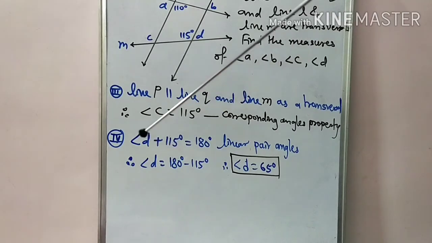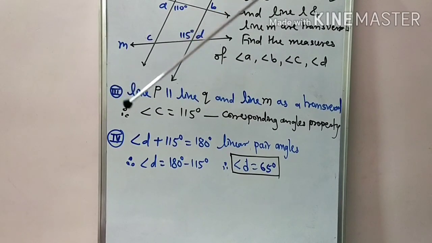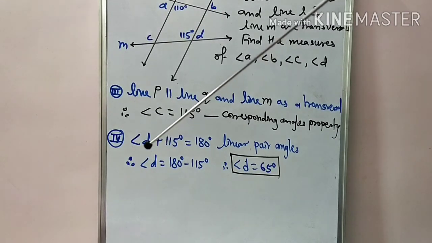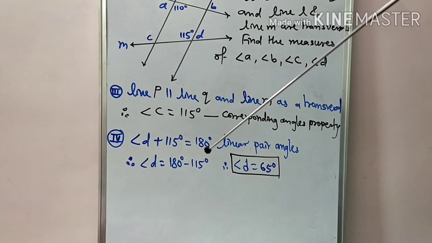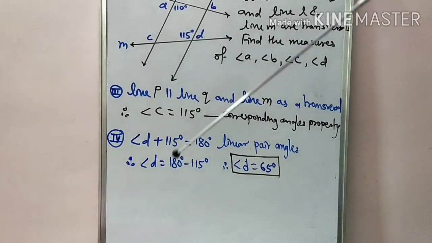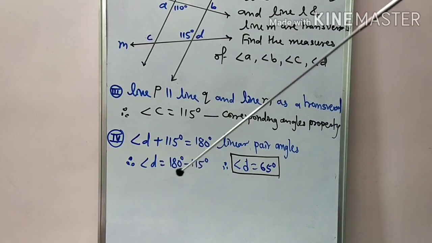Is it correct? Yes. In the third, we find that the measure of angle C is 115 degrees, because these two are corresponding angles formed by these two parallel lines and that one transversal M. And in the fourth, angle D plus that 115 degrees is equal to 180, because linear angles are supplementary, and therefore the measure of angle D is equal to that subtraction, which we get as 65 degrees.